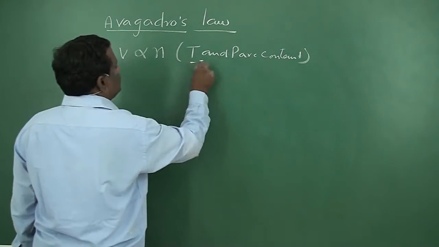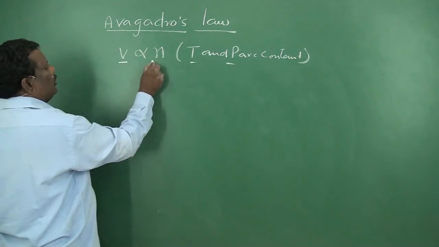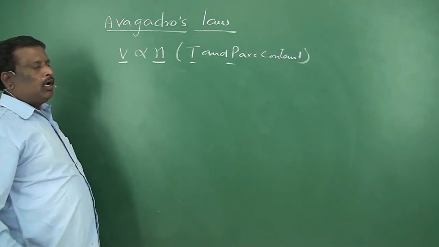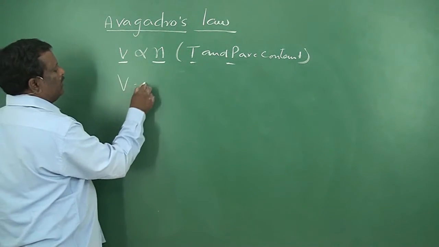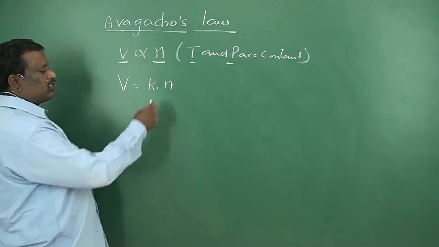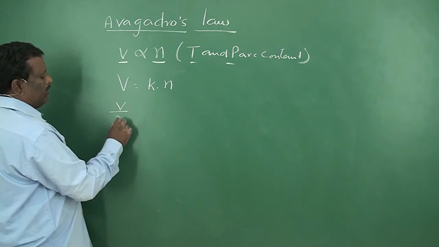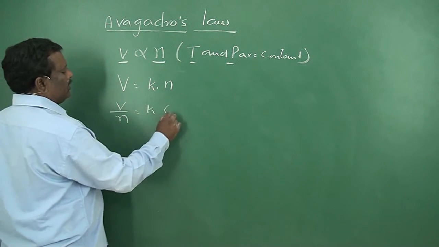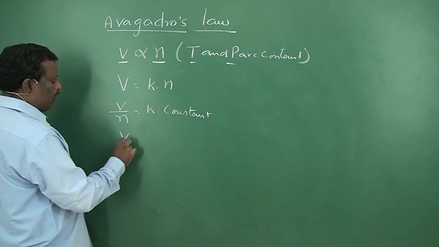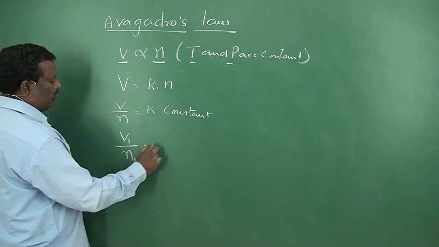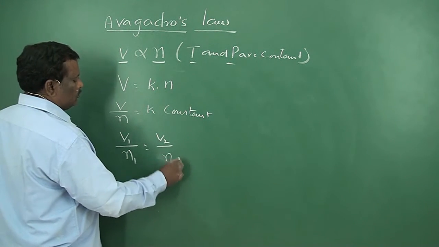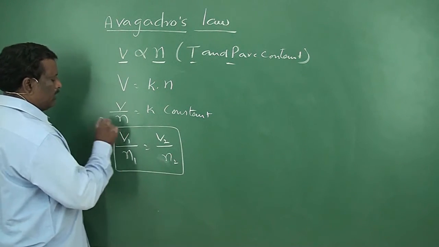At constant temperature and pressures, volume of the gas is directly proportional to its mole number, or V is equal to K into small n, where K is a constant, or V by n is equal to K constant, or V1 by N1 is equal to V2 by N2. This is Avogadro's law.